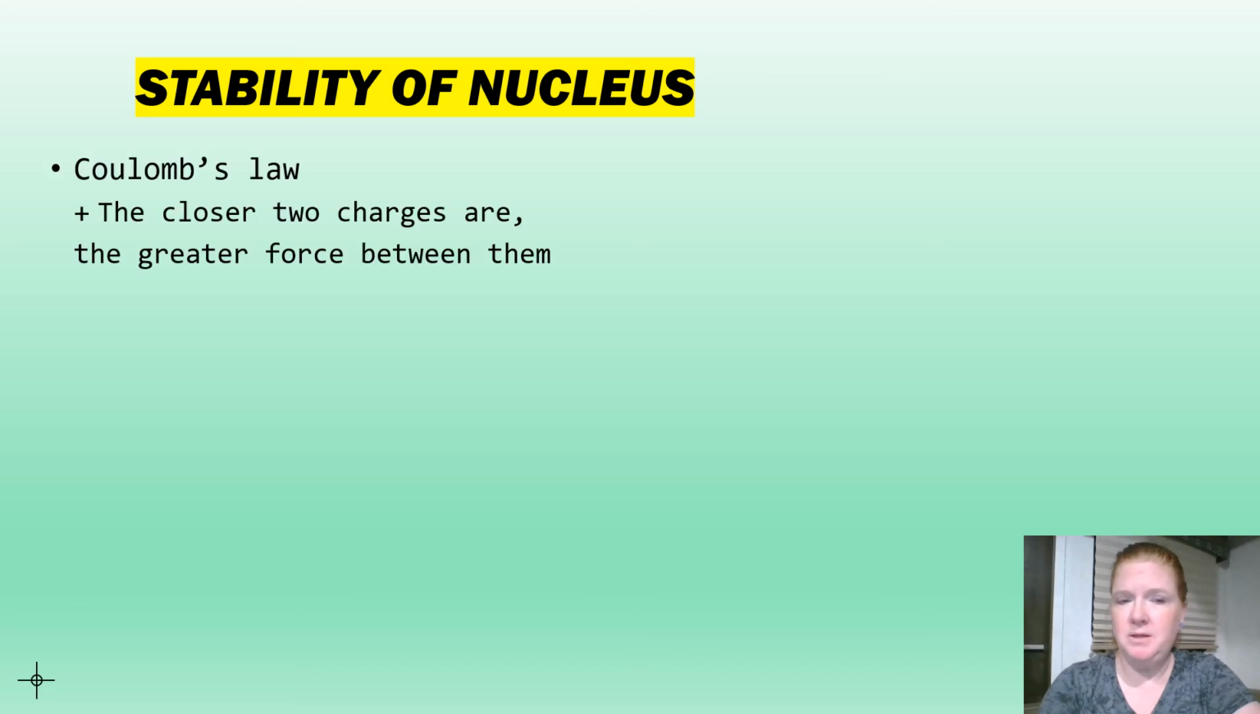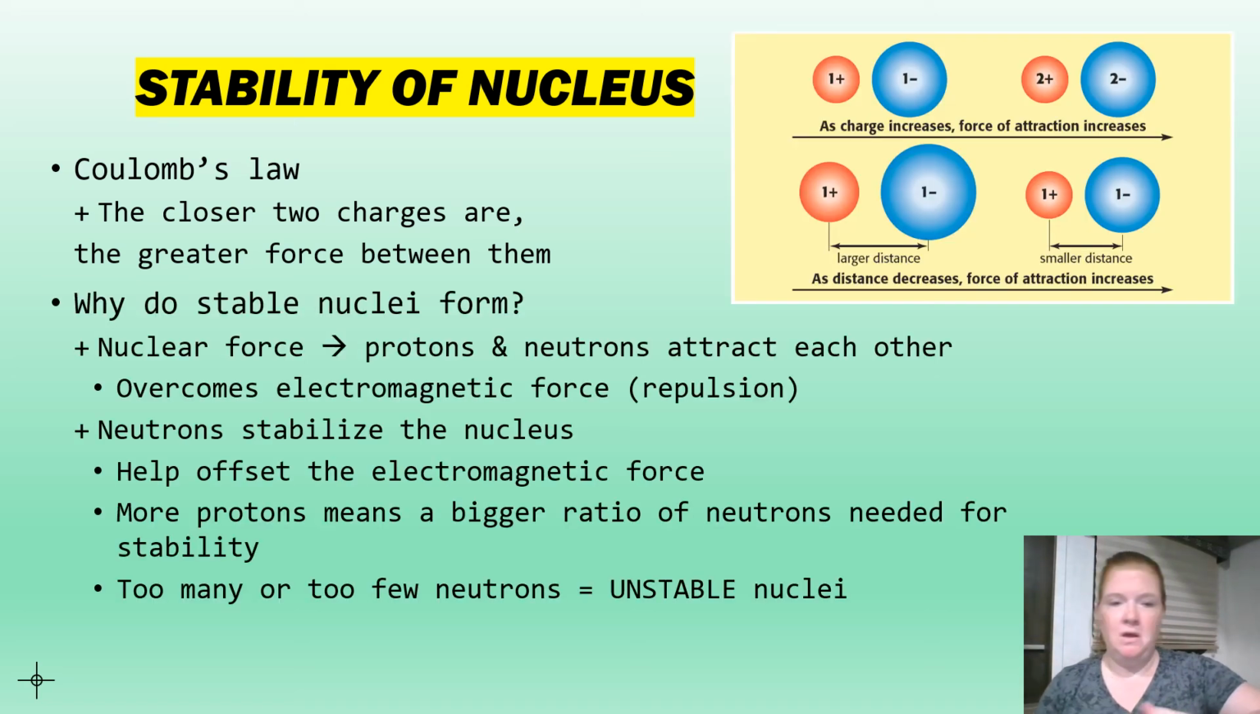What about the stability of the nucleus? So there's Coulomb's law, which basically says the closer two charges are, the greater the force between them. So why do stable nuclei form? Because if we have two protons next to each other, they're going to want to repel each other. And as I have more and more protons, they're going to want to repel each other with greater force.